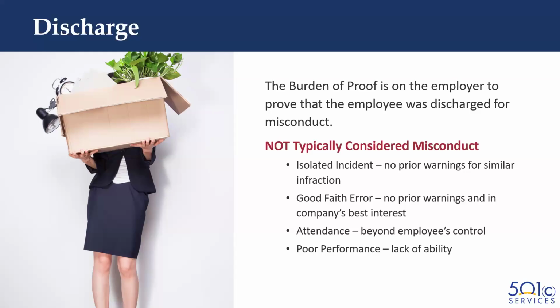The next one that's a little tricky is a good faith error. So this is going to be when the employee violated a policy, but the state believes that the employee thought they were doing what was in the best interest of the company. Whether they had other warnings or not, the state is usually going to rule that as a good faith error and not deliberate misconduct. So let me give you an example.